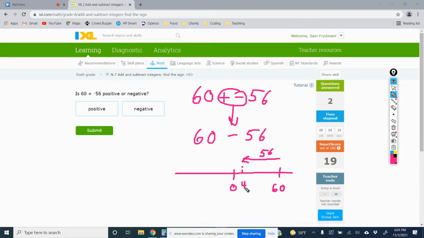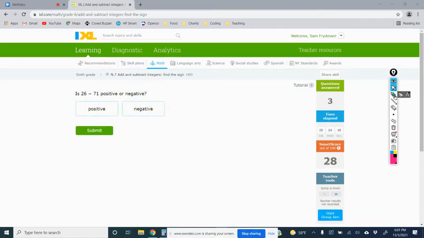Okay, you don't actually have to know exactly where you would end up for this IXL exercise. You just have to reason if you would end up on the positive side or on the negative side. Okay, so this one would be positive. Let's go ahead and skip a level. Well, I'll do this one.